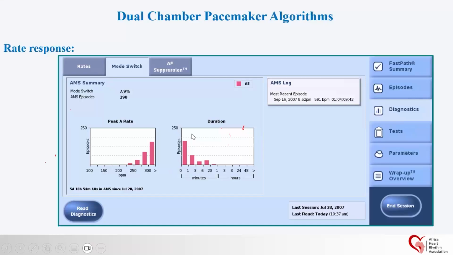Et ça permet aussi de voir si le patient a déjà besoin d'anticoagulants ou non. Et on a ici le résumé, c'est-à-dire combien de temps le pacemaker est en mode AMS, automatic mode switch, c'est-à-dire quand la fréquence de l'oreillette est plus élevée.